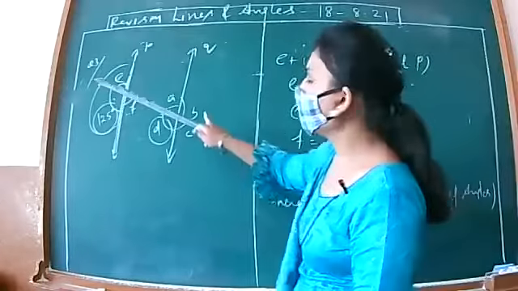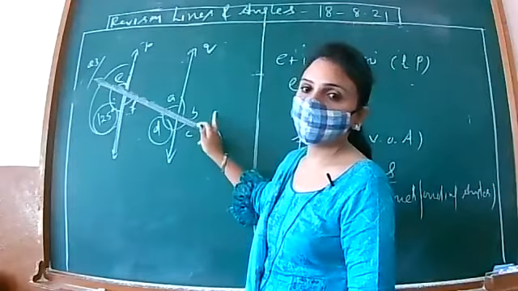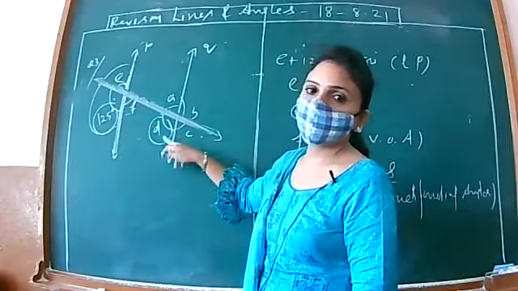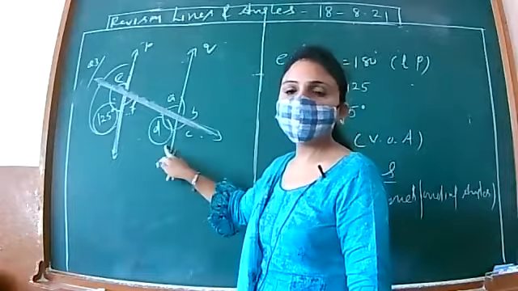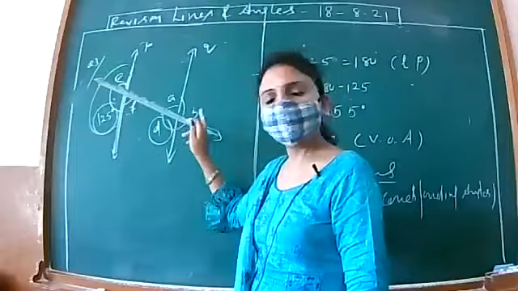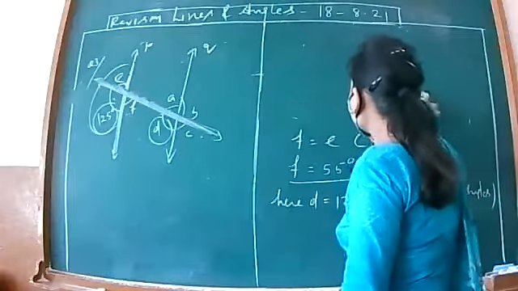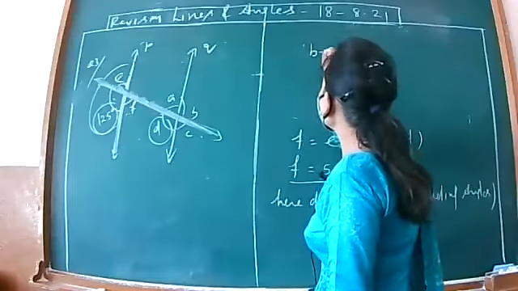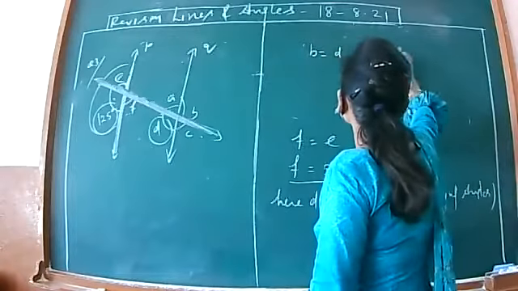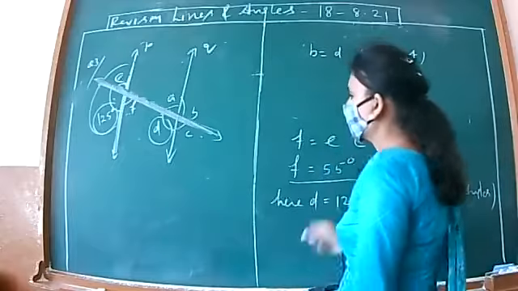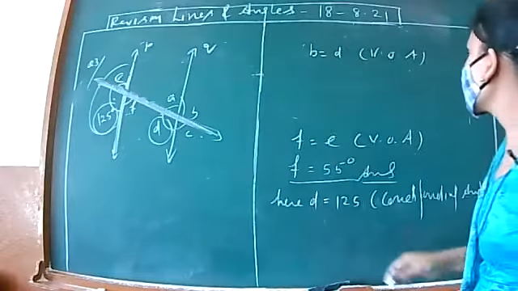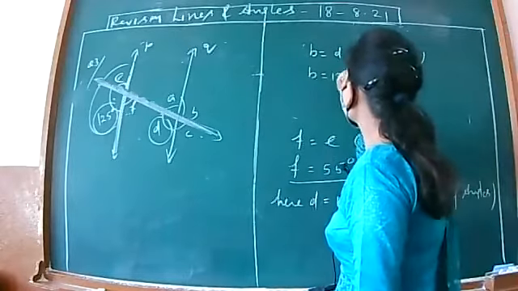What you can say about B? Vertically opposite angles. B and D are vertically opposite angles. So you will write B is equal to D, vertically opposite angles. So, this is one thing.